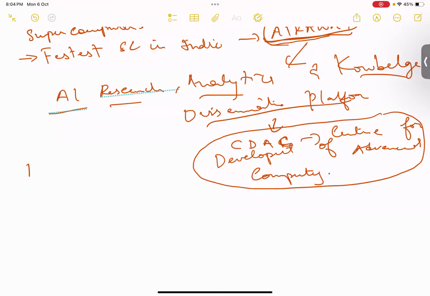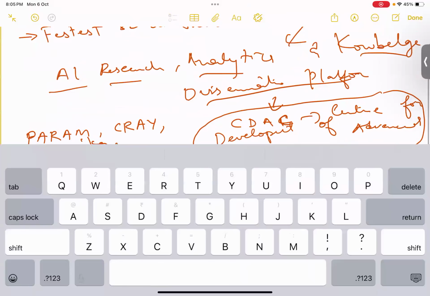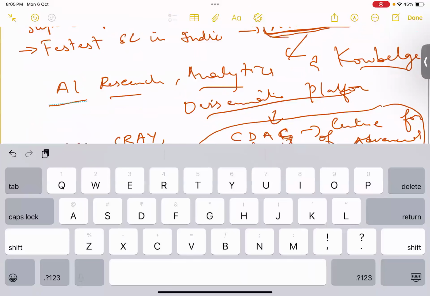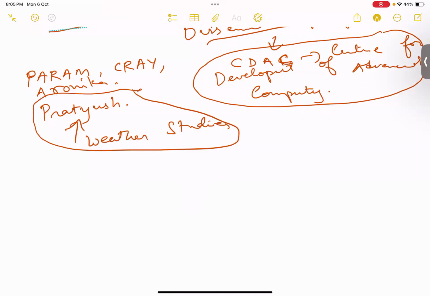Now, apart from this, we have things like Param. We have Cray. Arunika. These are different types of supercomputers that we have, okay? Apart from this, we have also something called the Pratyush, okay? So again, this is important from the perspective of weather studies, okay? What the Pratyush supercomputer does is it tries to study the weather pattern, okay? So that we can make better weather forecasts, right?